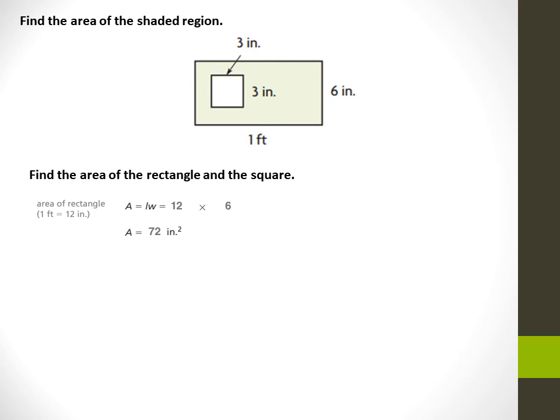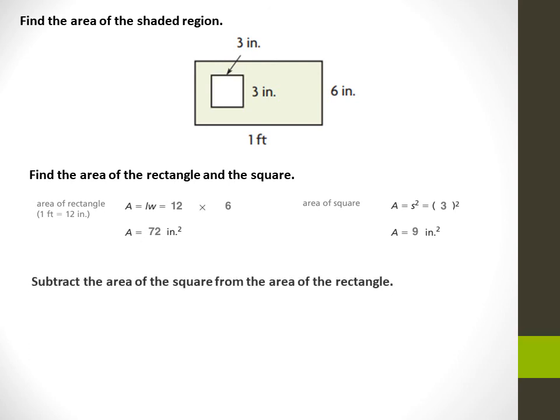So we have to convert 1 foot into inches. You already know that 1 foot is equal to 12 inches. So area of the rectangle is equal to 12 times 6. The answer is 72 inches squared. The area of the square is equal to 3 squared. The answer is 9 inches squared.